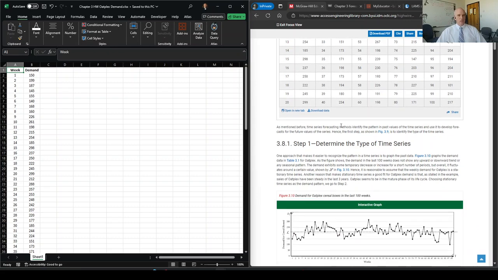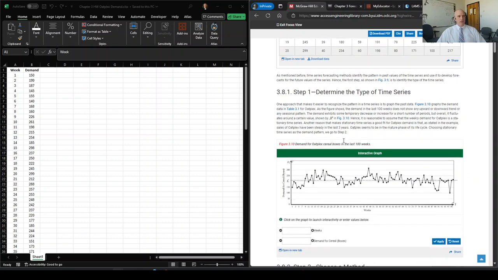Let's do this. As mentioned before, time series forecasting methods identify the pattern in past values of the time series and use it to develop forecasts for future series. Hence, the first step, as shown in figure 3.9, is to identify the type of the time series. One approach is to graph the data. Here's the graph of this 100-week demand.